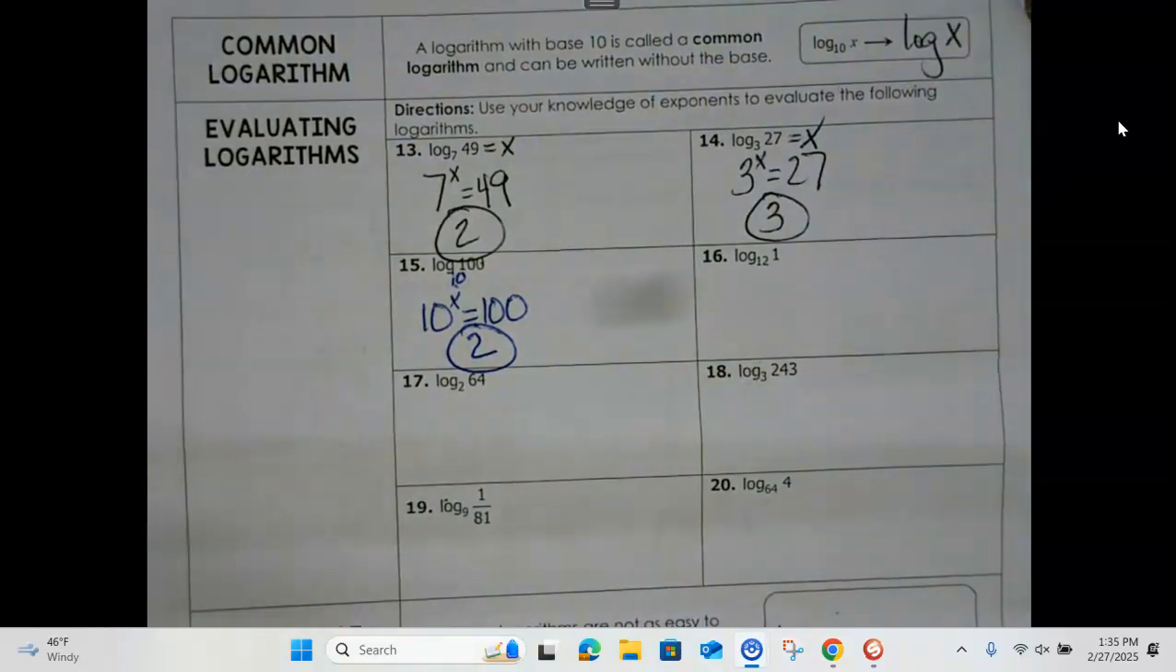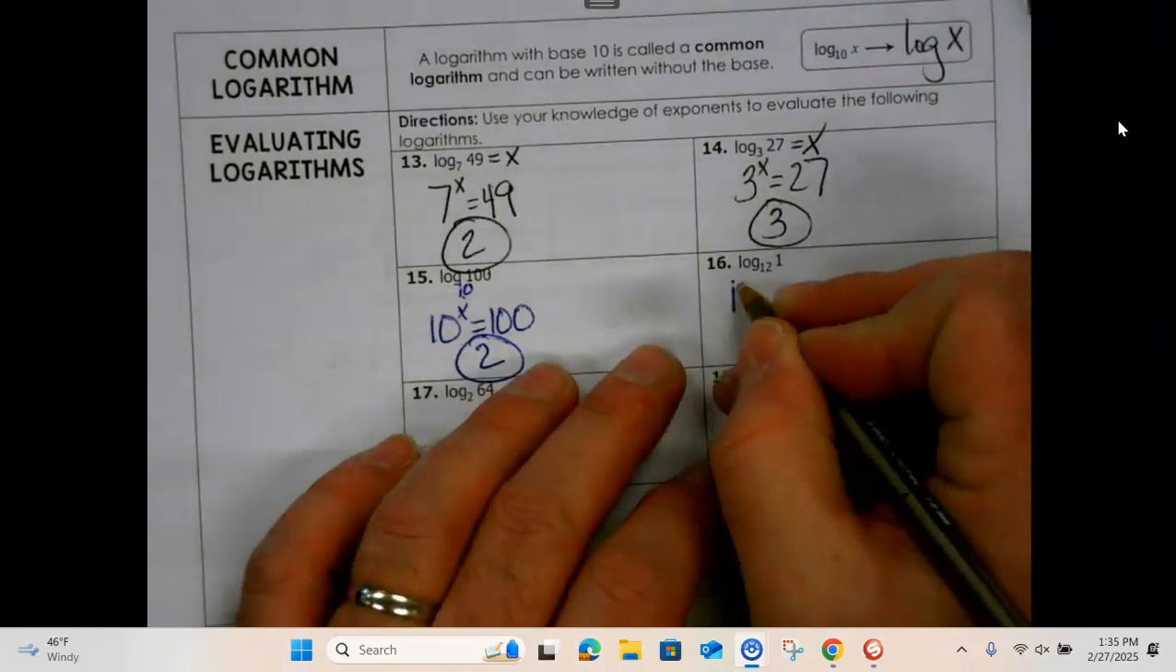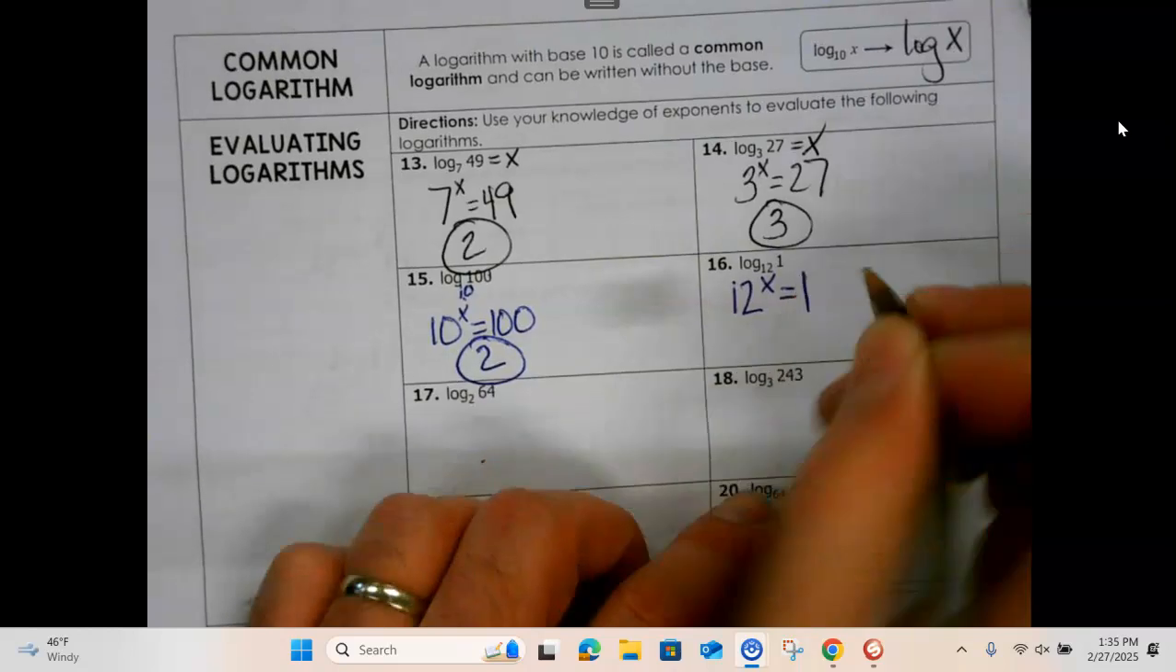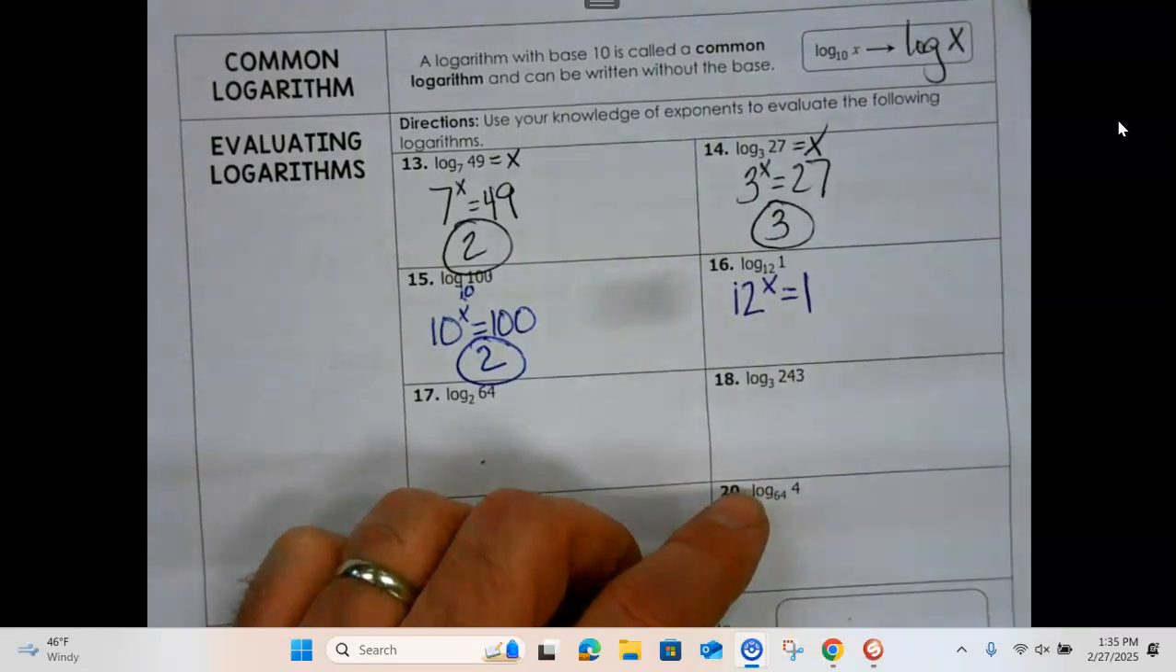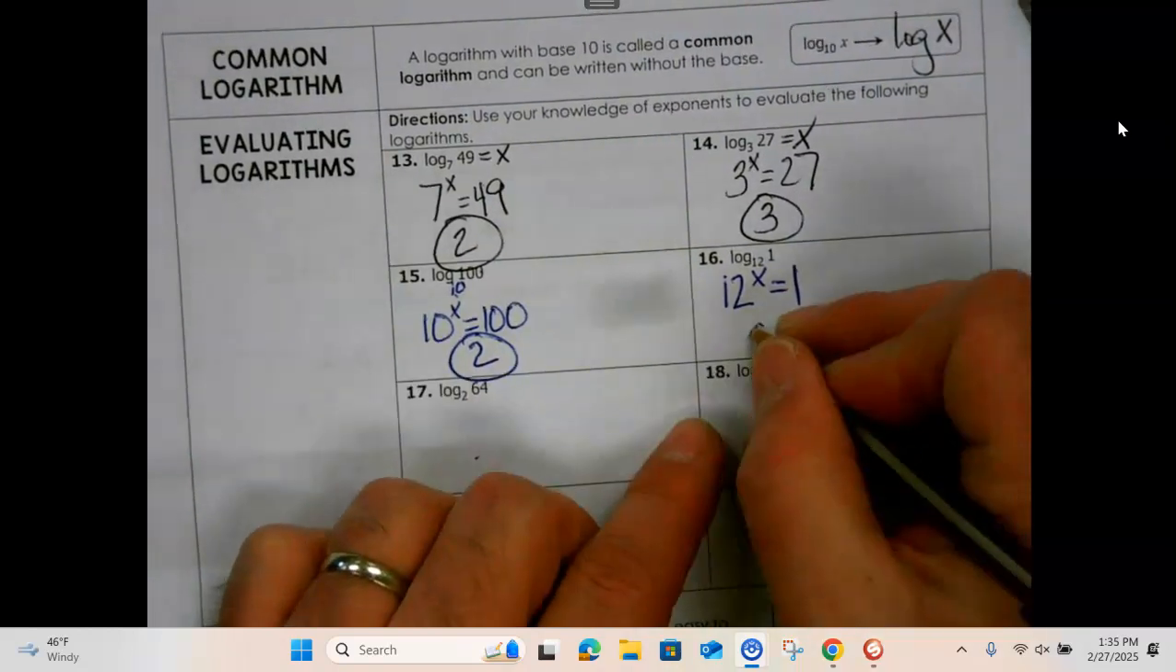Let's see if I can trick you now. Not that I'm purposefully trying to, but 12 to what power equals 1? And no, it is not a decimal or a fraction. 0. Nicely done.